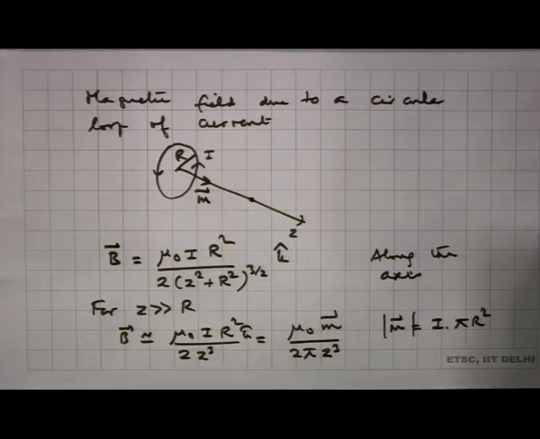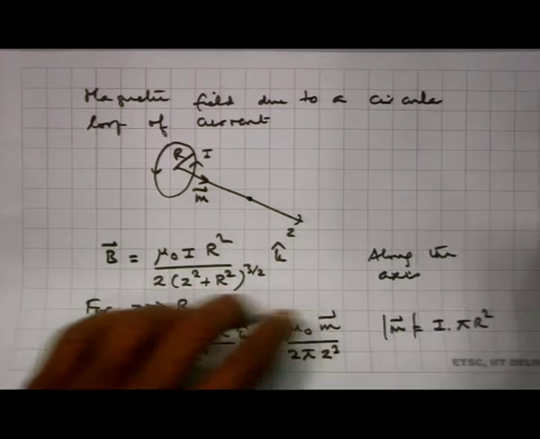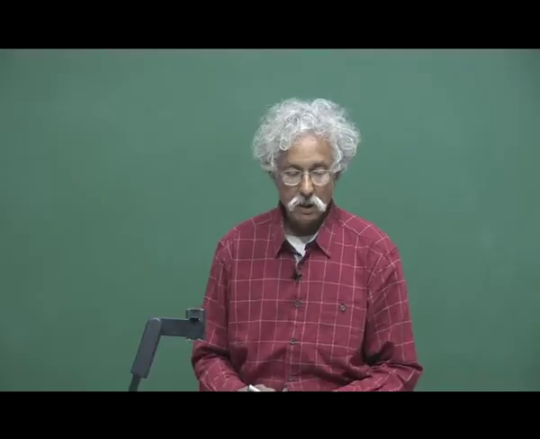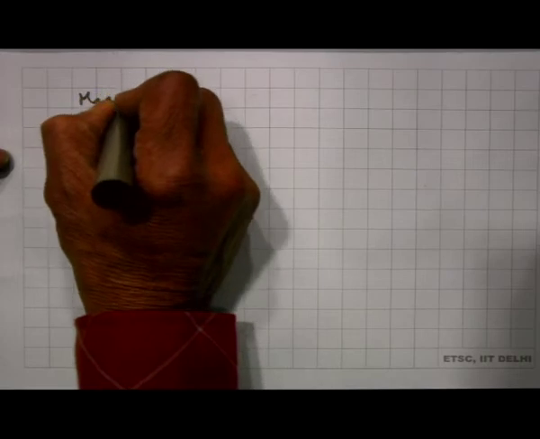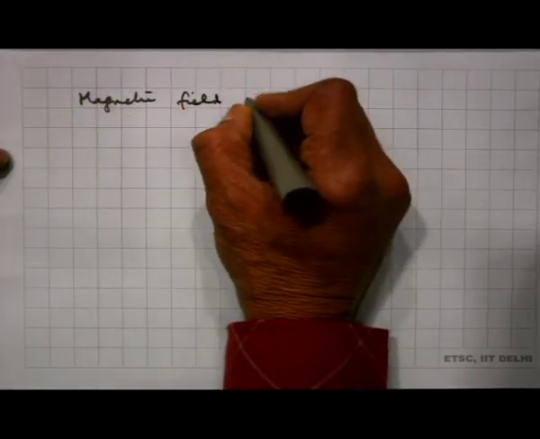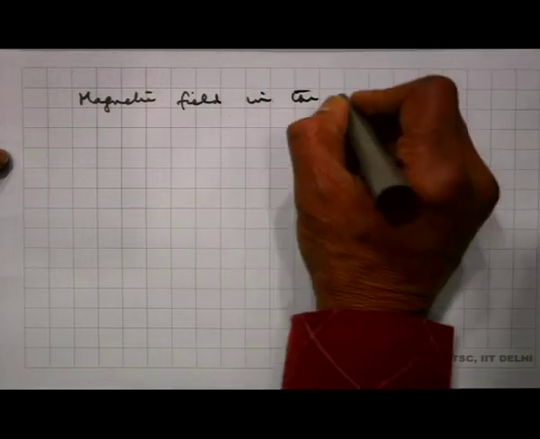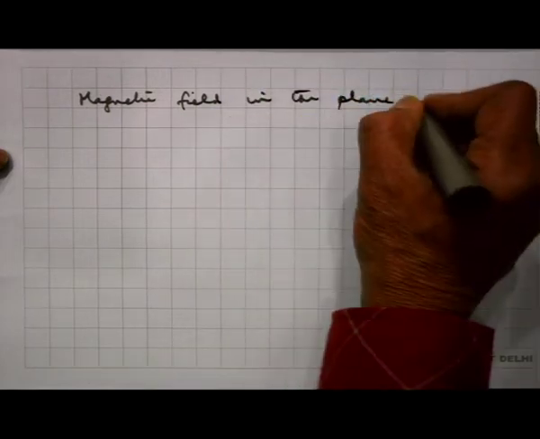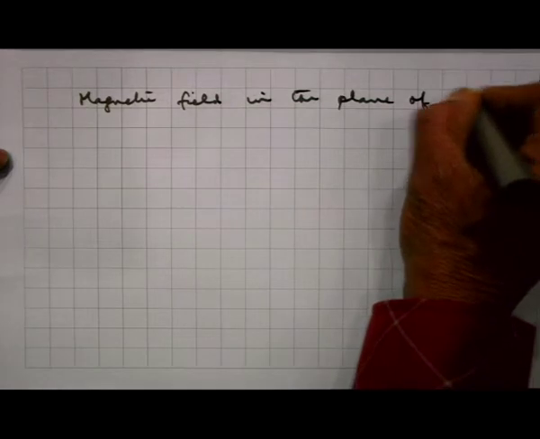So, that gives me the magnetic field along the axis of the dipole. Now, I wish to calculate the magnetic field in the plane of the dipole. So, I want a calculation for the magnetic field in the plane of the current loop.